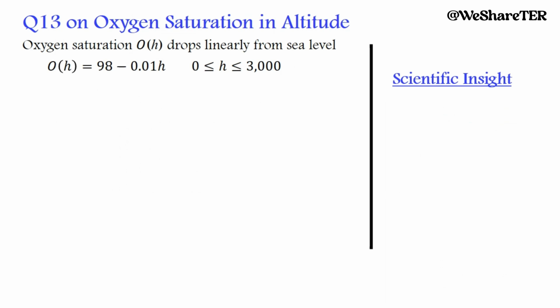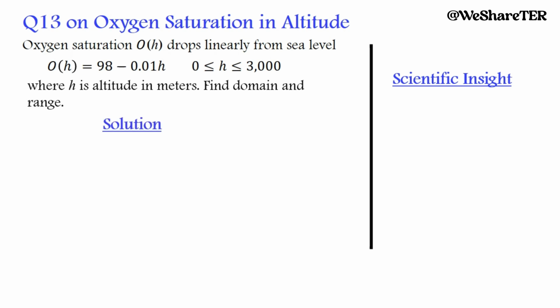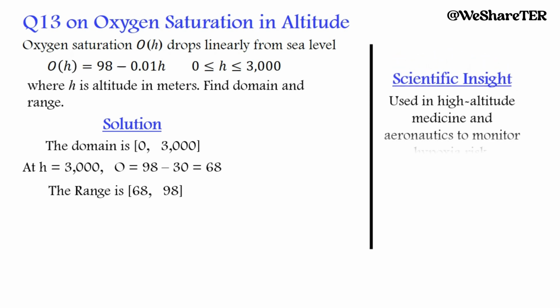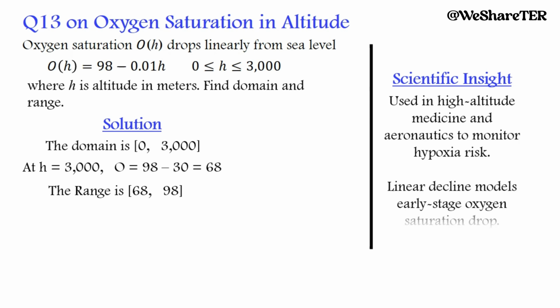Oxygen saturation, O(H), drops linearly from sea level. O(H) equals 98 minus 0.01H, quad 0 ≤ H ≤ 3000, where H is altitude in meters. Find domain and range. Solution: domain [0, 3000]. At H equals 3000, O equals 98 minus 30 equals 68. Range [68, 98]. Scientific insight: used in high-altitude medicine and aeronautics to monitor hypoxia risk. Linear decline models early stage oxygen saturation drop.